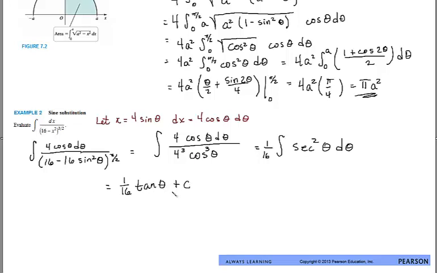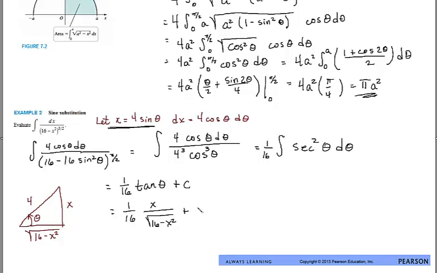Oh, but wait a minute. I don't really care about tangent theta. I need to get this back in terms of x's. So I'm going to have to draw my triangle for this. Okay, I have my triangle drawn from my original, which is this right here. And tangent theta happens to be, tangent is opposite over adjacent. So this would be x over square root 16 minus x squared plus c.